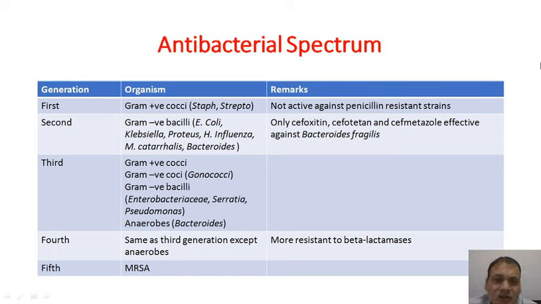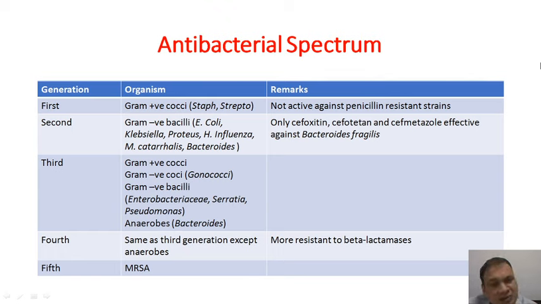Okay. So it has got a very wide antibacterial spectrum. The fourth generation antibacterial spectrum is the same as the third generation, that is, they are effective against your gram-positive cocci, your gram-negative cocci, your gram-negative bacilli, except that it doesn't have any activity against the anaerobes.